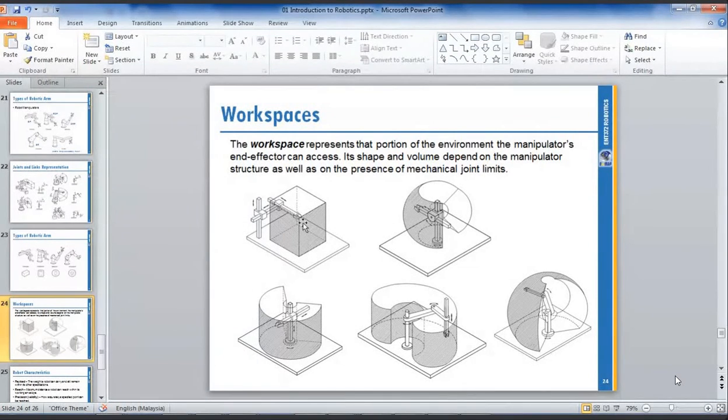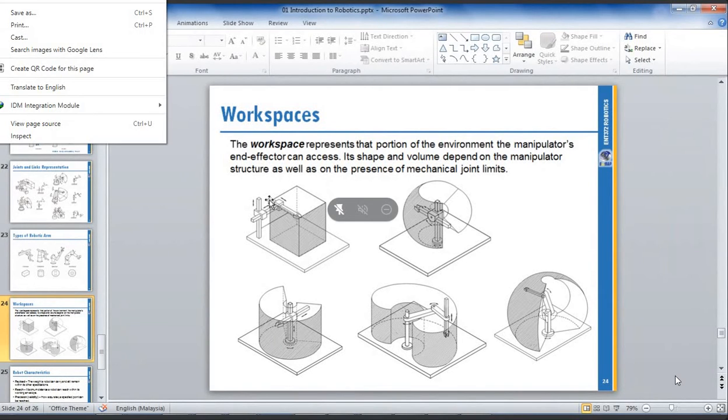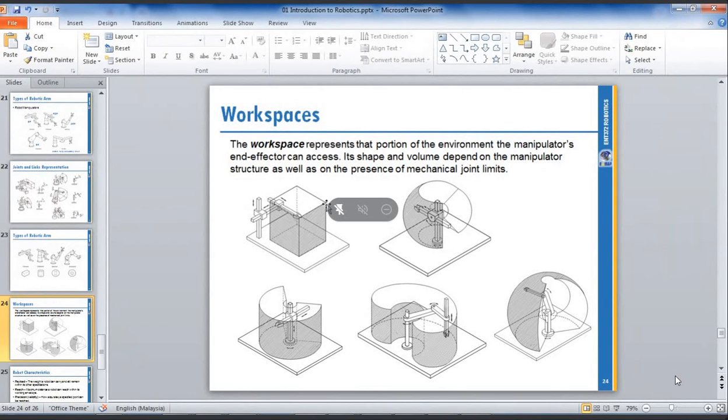So you can print maybe a ball, or maybe a teddy bear, you can print it. This is the working envelope. It shows the maximum working area in which this robot can perform the task. So within this, the robot can perform.